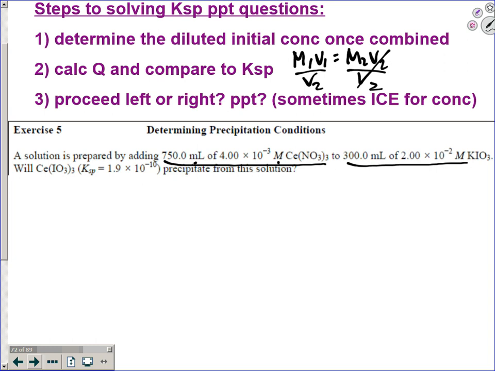So I'm going to do this for both of these reactants. Okay, but I don't really care about the nitrate. I don't really care about the potassium. Specifically, I care about the two ions that are creating this precipitate. So I care about Ce3+ and IO3 1-. Okay, so let's do that.